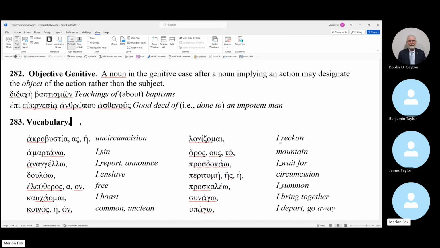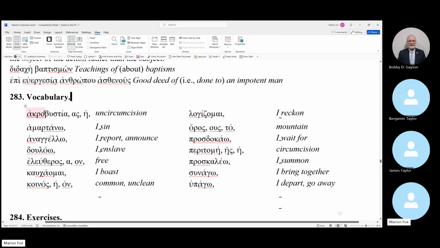Any questions? All right. We're going to go about another 5 minutes or so. Let's do our vocabulary and then we'll get into the lesson next week.